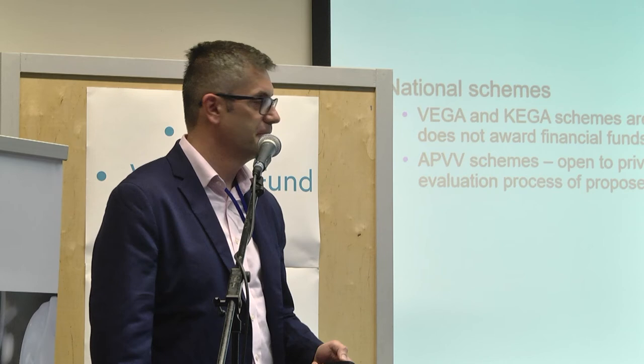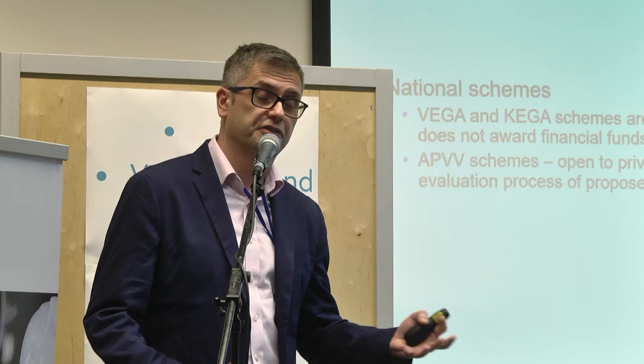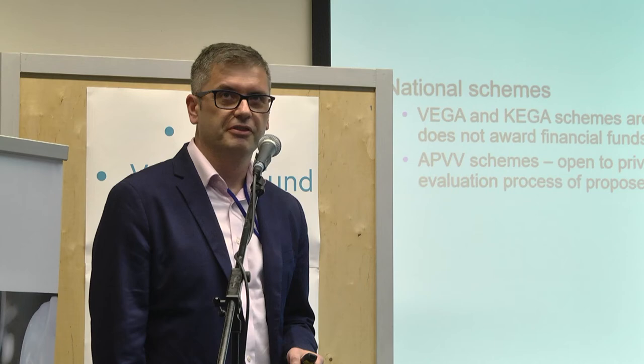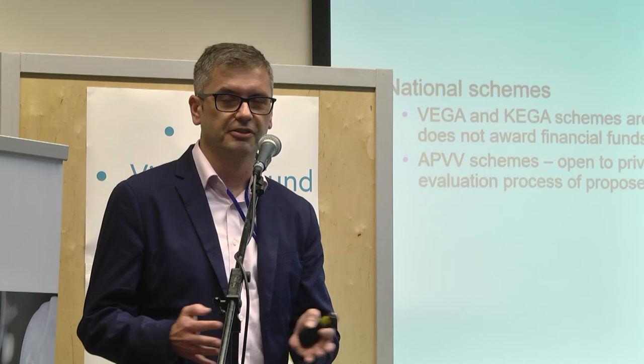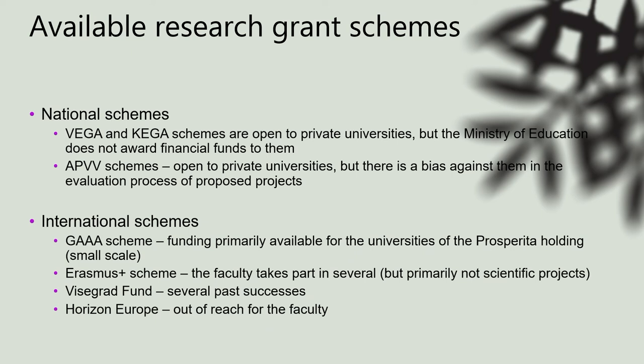Then we have another scheme, the APVV scheme. It's a bigger scale scheme, which has a fiercer competition, so it's harder to obtain. And I think that they have a bias against private universities, because if you look at the share of the grants proposed and the successful projects, I think there is a clear bias. Okay, you can say that the projects of private universities are lower quality, but yeah, it's debatable. Anyway, that's what you have on the national level.